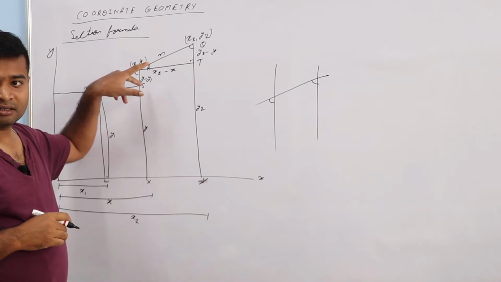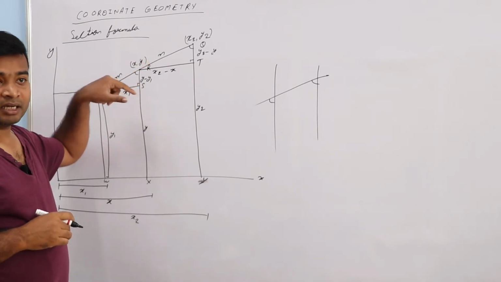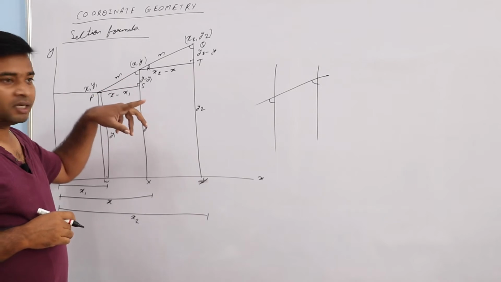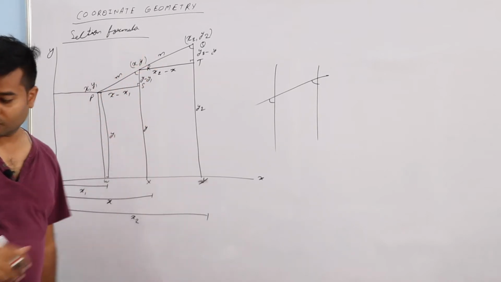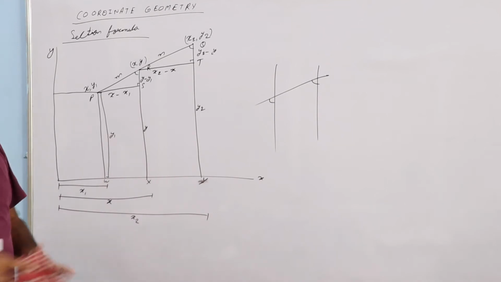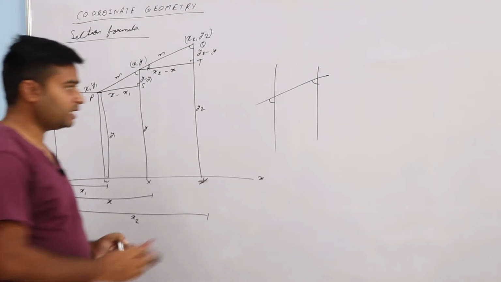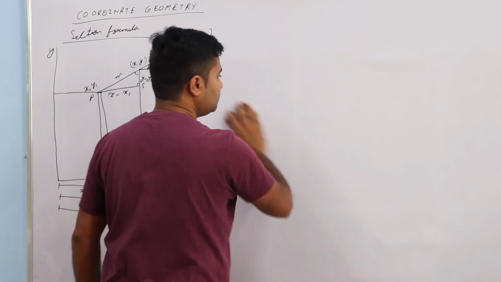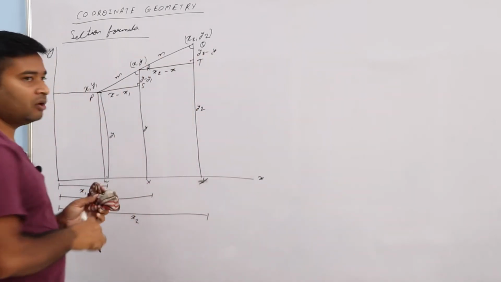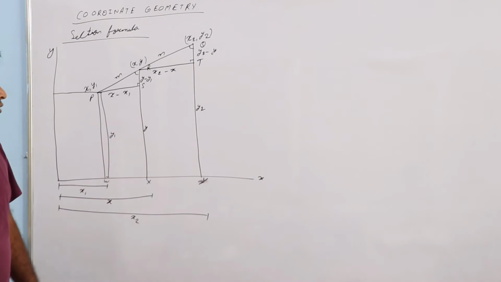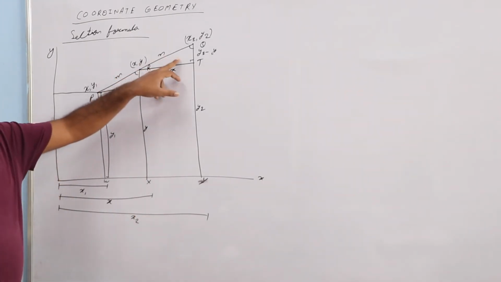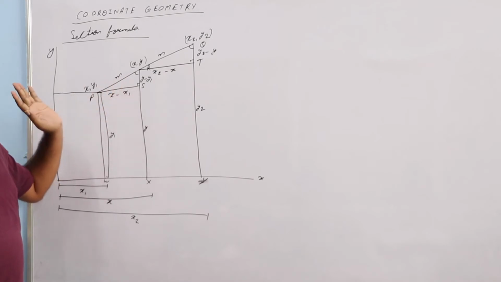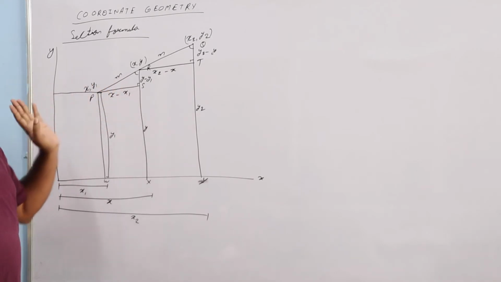These two triangles are similar. If it is similar, the ratio of corresponding sides also will be equal. So I'm just writing ratio. See, and how to write the ratio? Either take first this triangle or this triangle. It's your wish. But whichever you take first, take that one only first.